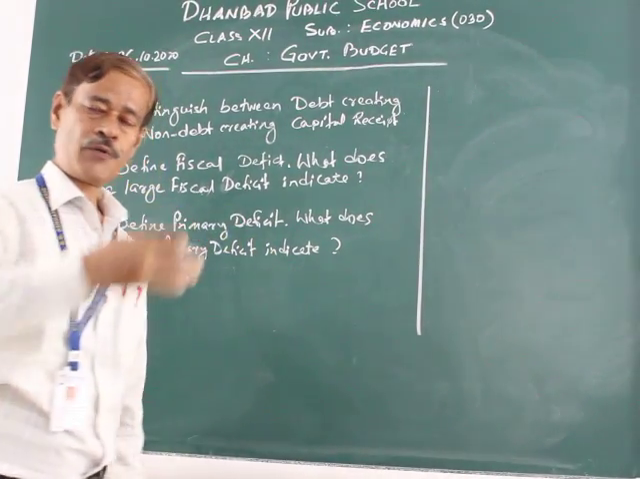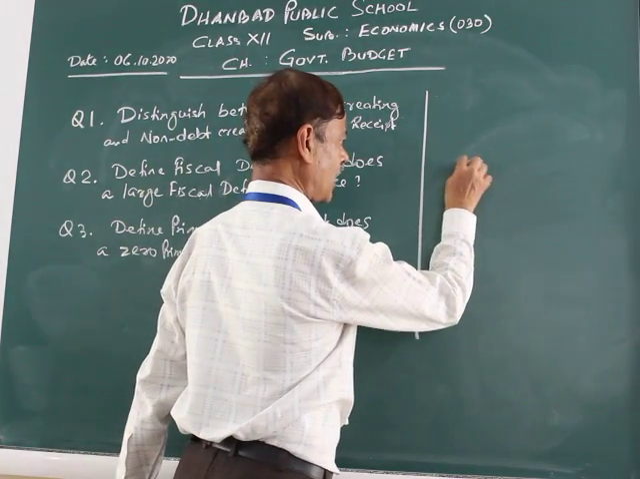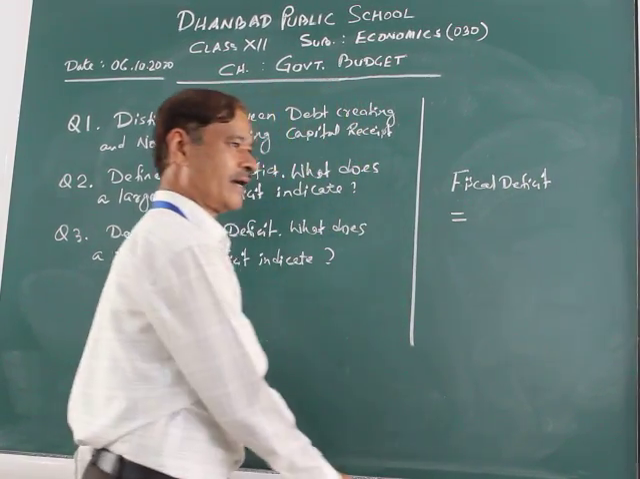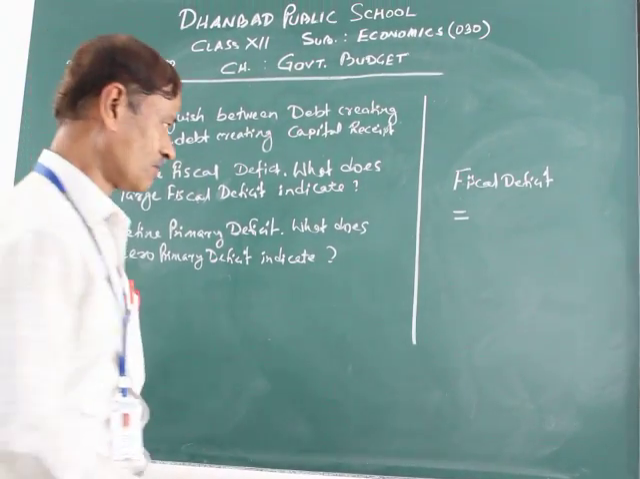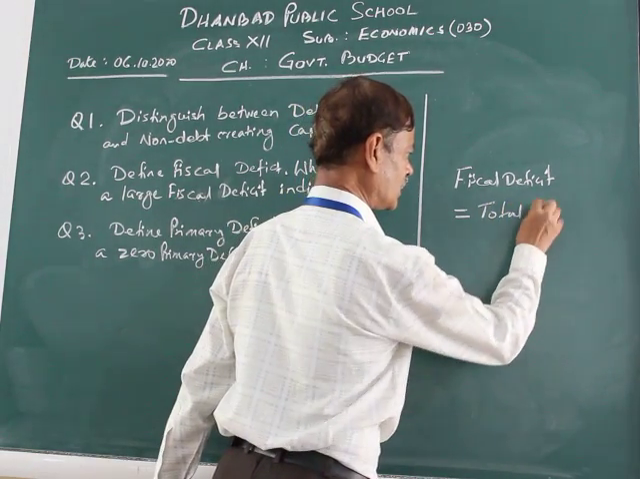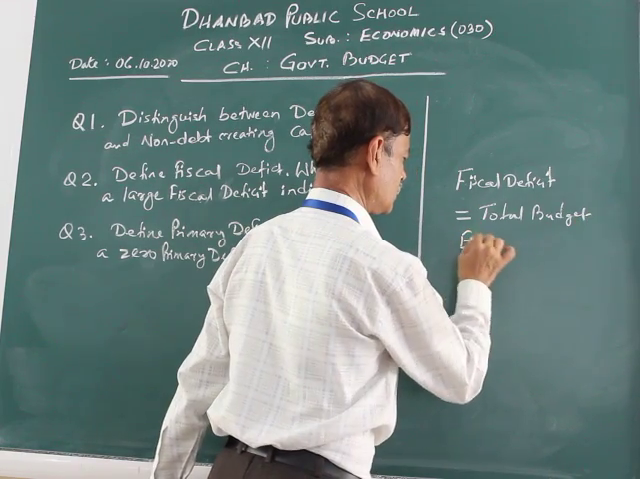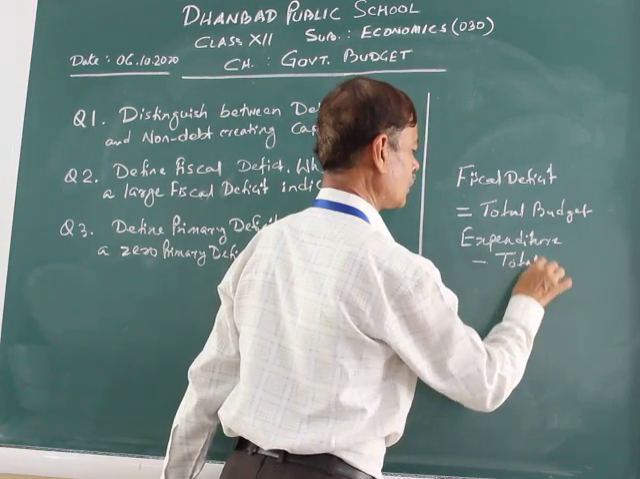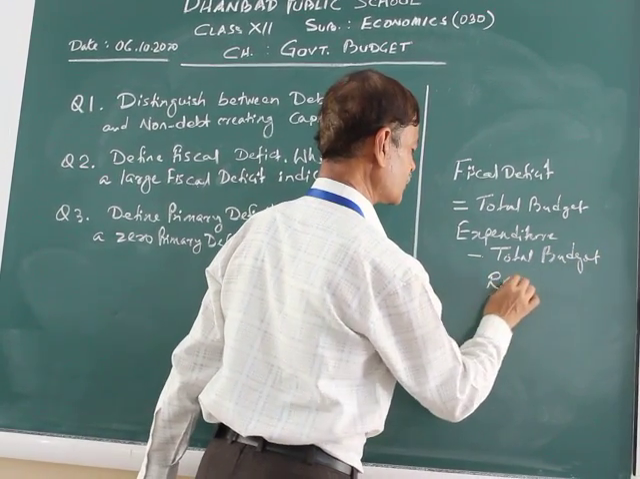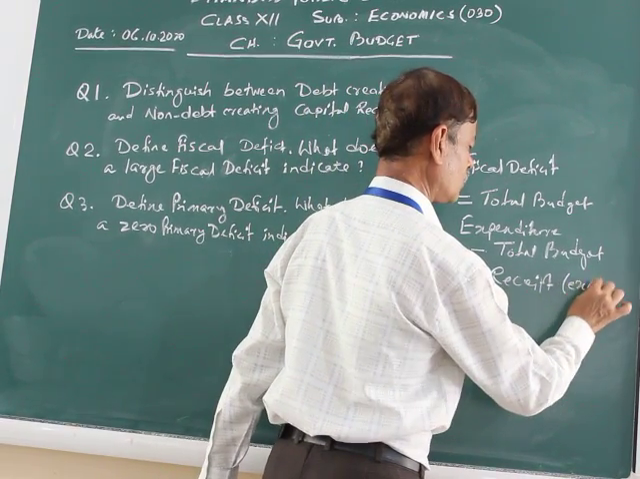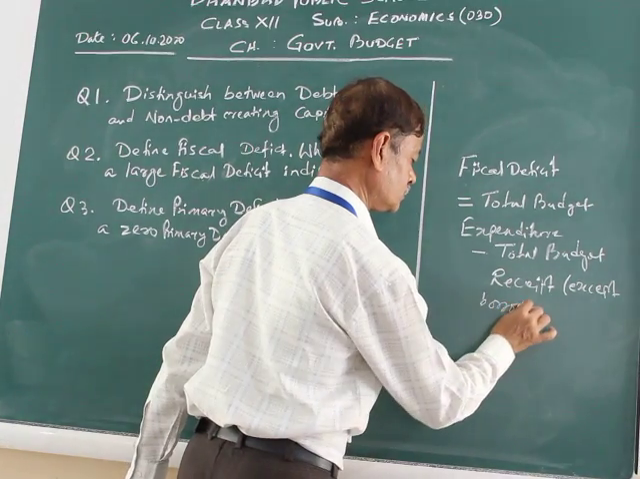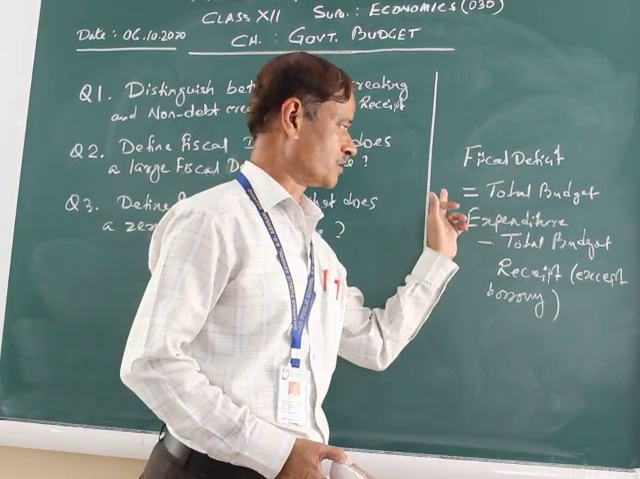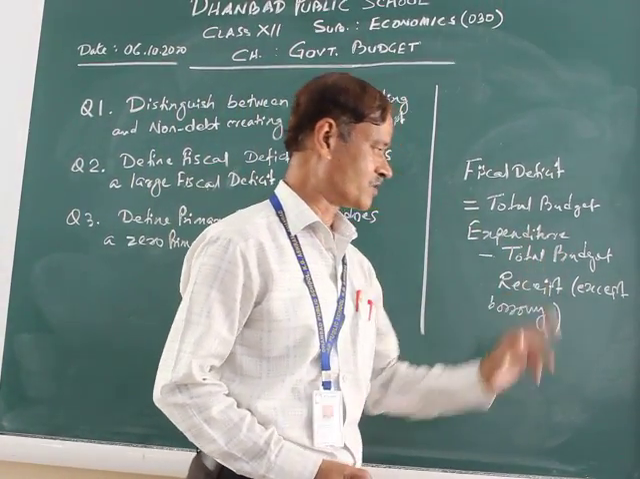Now, how do we define the fiscal deficit? The fiscal deficit is defined as the difference between, or the excess of, total budget expenditure over total budget receipt except borrowing, or excluding the borrowing. Thus, we say fiscal deficit is equal to total budget expenditure minus total budget receipt except borrowing.